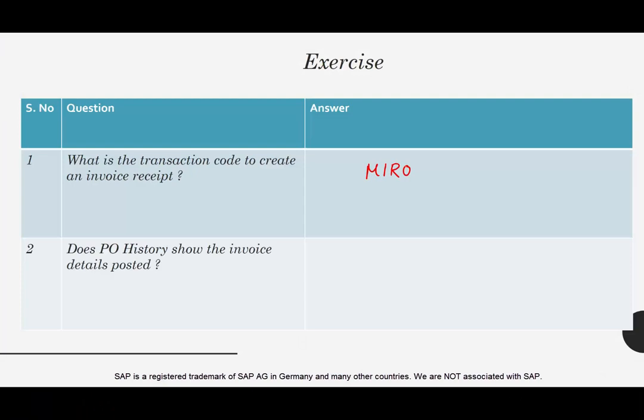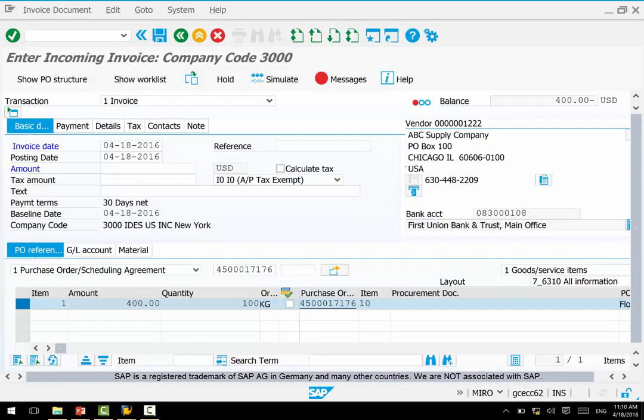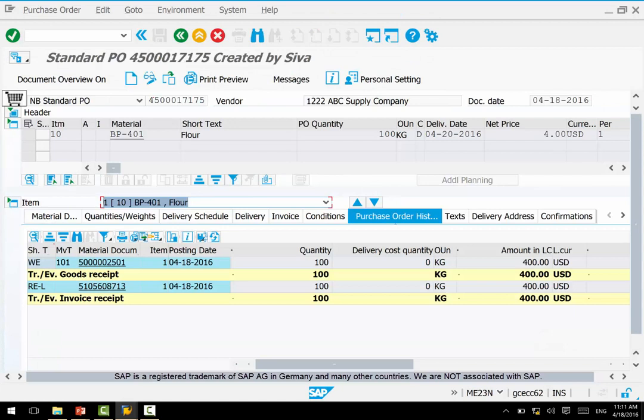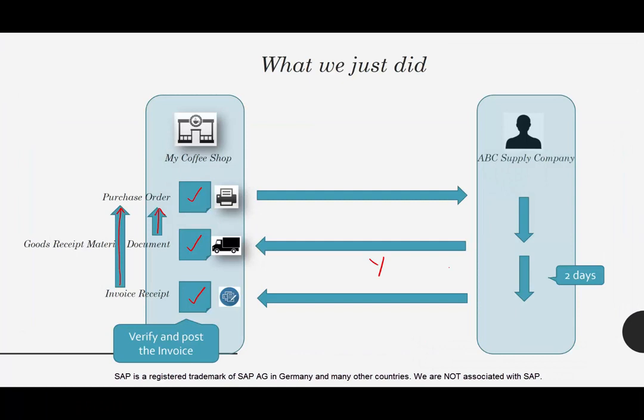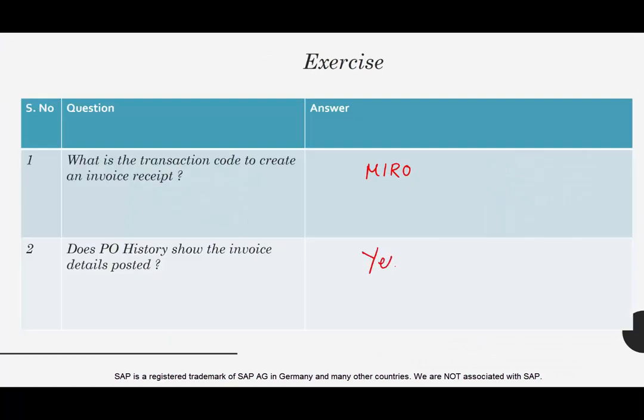The second question is, does PO history show the invoice details posted? Of course, it shows the invoice receipt against the PO. Just open the PO, open PO history, and you'll see the material documents and invoice receipts right there. The answer is yes.